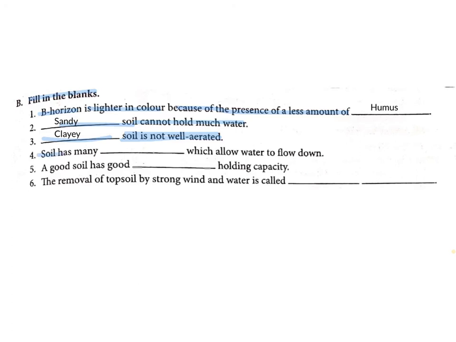The fourth part. Soil has many dash which allows water to flow down. And the answer is pores or gaps. The fifth question. A good soil has good dash holding capacity. And the answer to this question is water. Next question. The removal of topsoil by strong wind and water is called dash dash. It's called soil erosion.